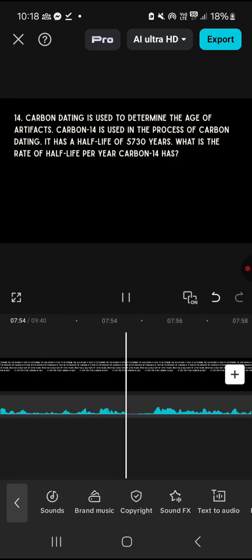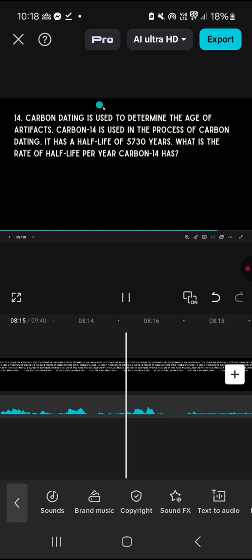For our last number, carbon dating is used to determine the age of artifacts. Carbon-14 is used in the process of carbon dating. It has a half-life of 5,730 years. What is the rate of half-life per year carbon-14 has? So for this number, we're also looking for our rate.